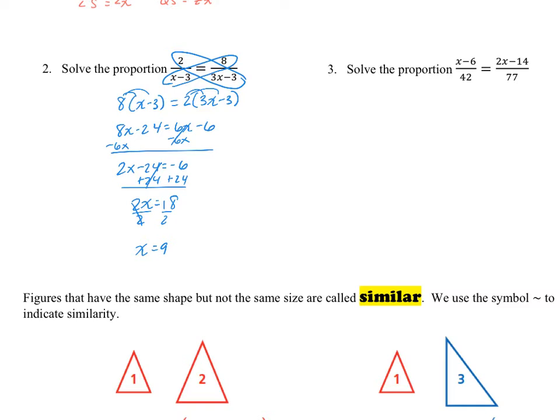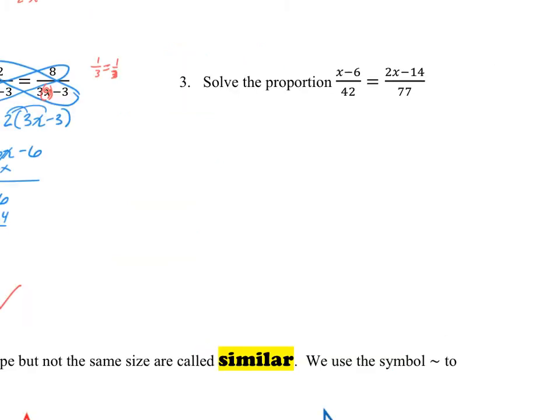X equals 9. We can check our work on these as well. If we plug in 9 into the x positions here and calculate and simplify the fractions, you would get that 1/3 equals 1/3. So I know that x equals 9 is correct. Try number 3, pause the video, and hit play when you're ready to see the answer.